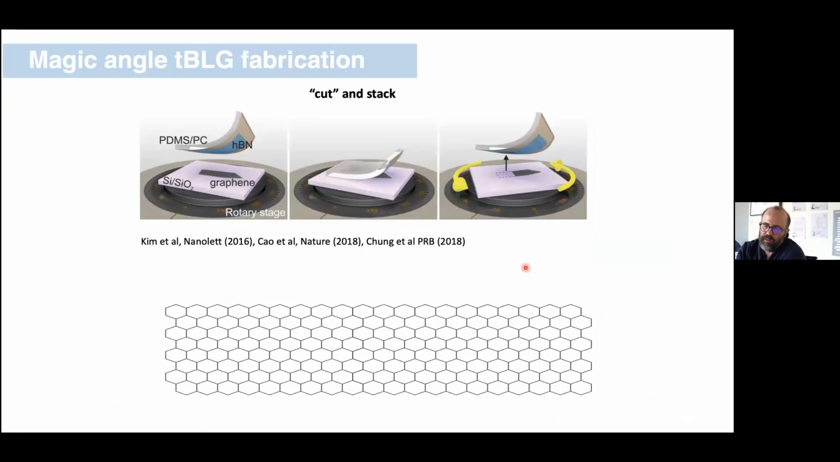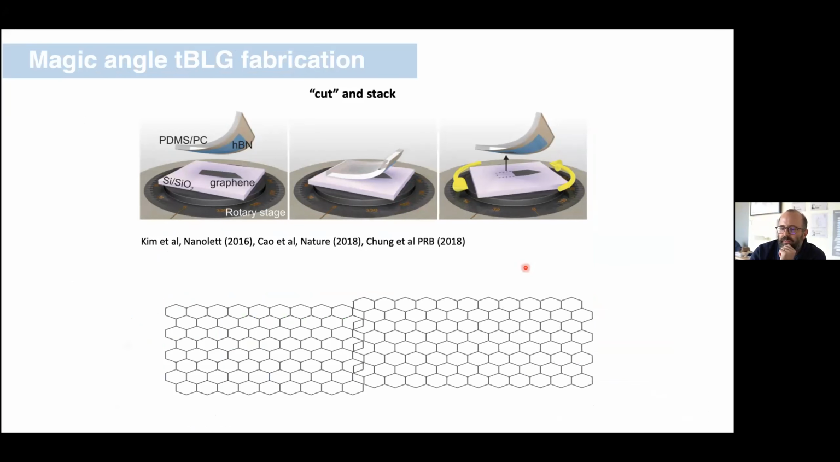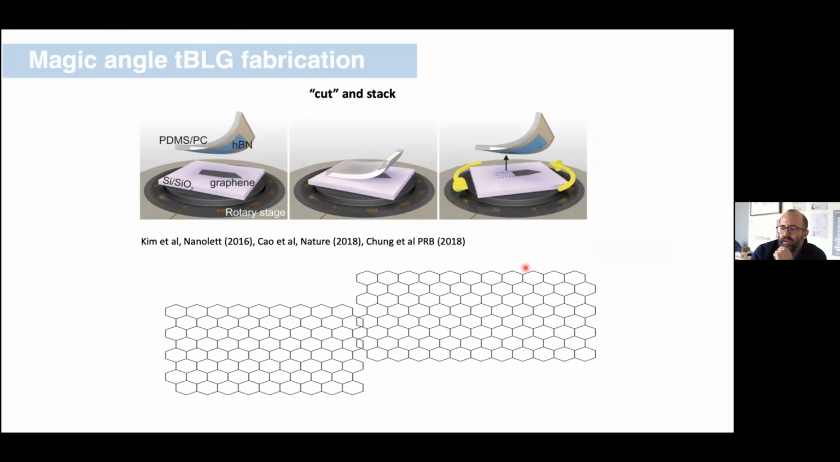So it's important to maybe just take a moment and understand how we actually make these devices. We make them in a kind of clever way. We start with a sheet of graphene. We cut that sheet in half. Now we don't need to know what the overall orientation of the sheet is, just that one half started off with the same orientation as the other half.